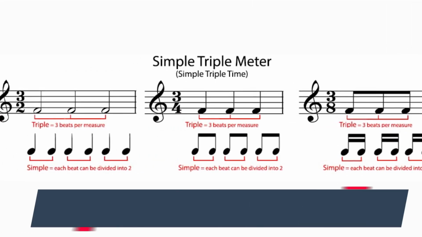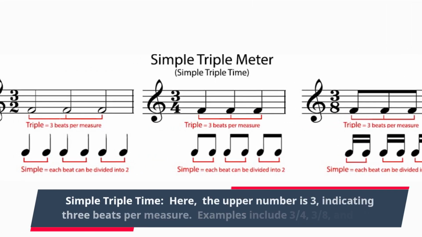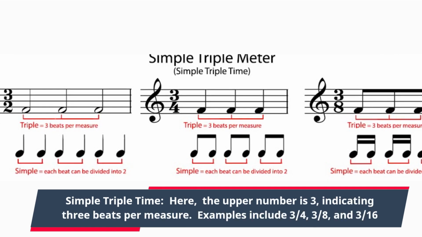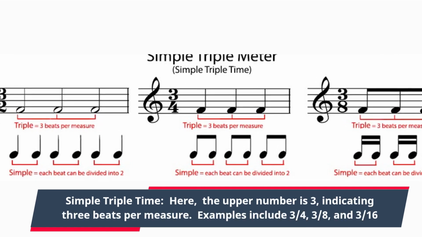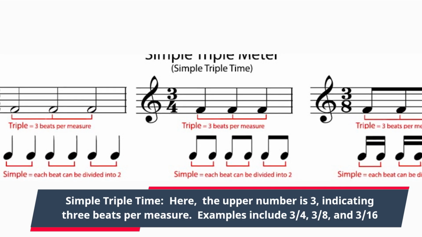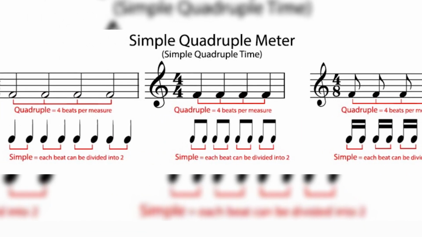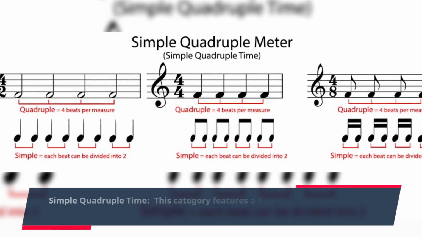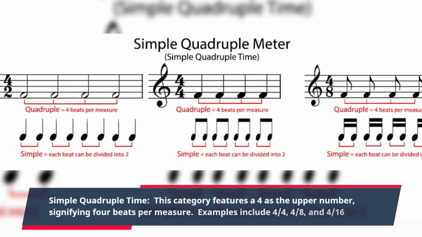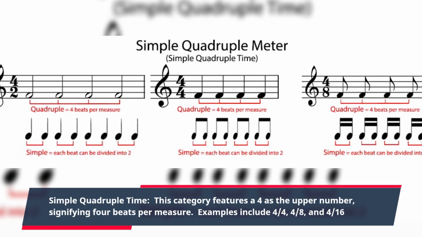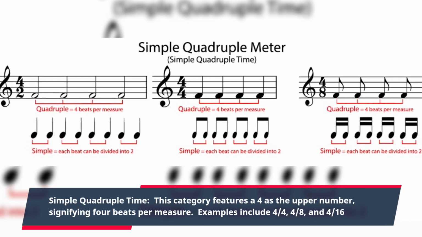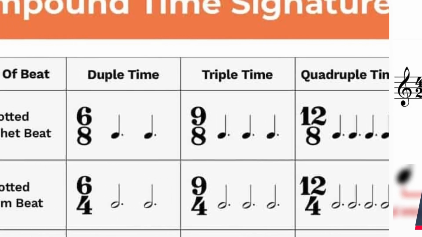Simple triple time. Here, the upper number is 3, indicating 3 beats per measure. Examples include 3/4, 3/8, and 3/16. Simple quadruple time. This category features a 4 as the upper number, signifying 4 beats per measure. Examples include 4/4, 4/8, and 4/16.